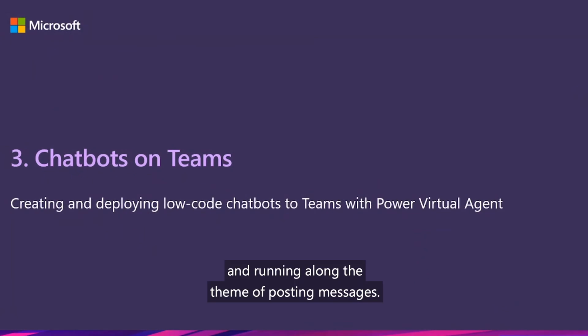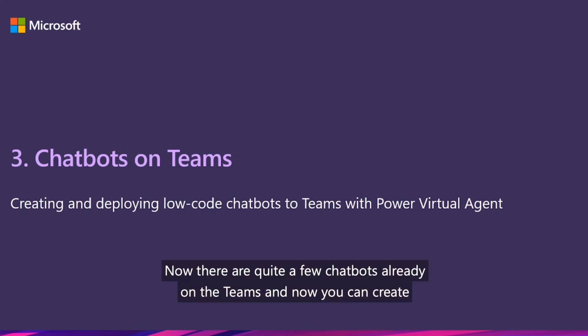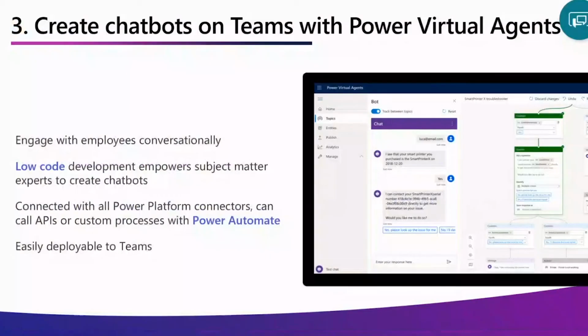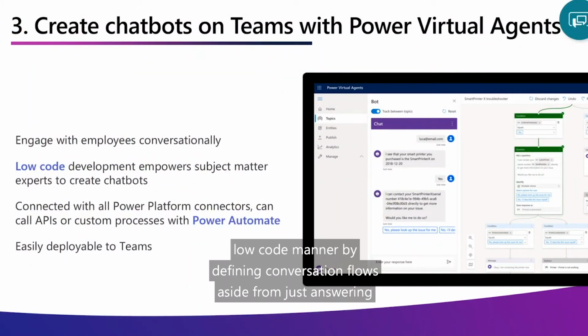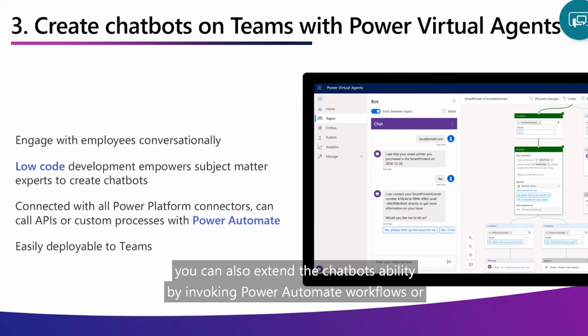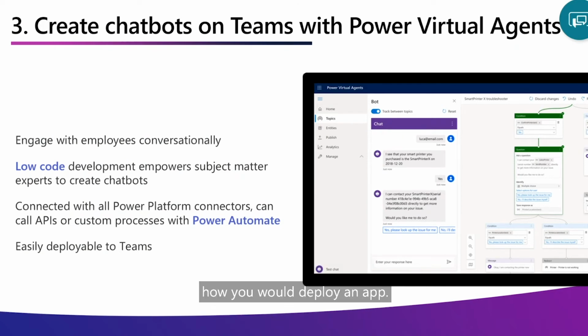And running along the theme of posting messages, I think the natural progression now would be for us to discuss the possibility of integrating chatbots. Now, there are quite a few chatbots already on Teams, and now you can create your own as well. So Power Virtual Agent is going to let you design your own chatbot in a low-code manner by defining conversation flows. Aside from just answering with text, you can also extend the chatbot's ability by invoking Power Automate workflows or even bot framework skills that a professional developer has written. Similarly to how you would deploy an app, you could also deploy this chatbot to your whole company.